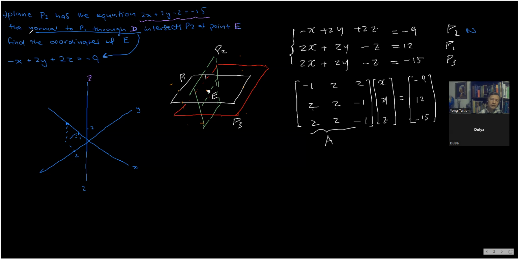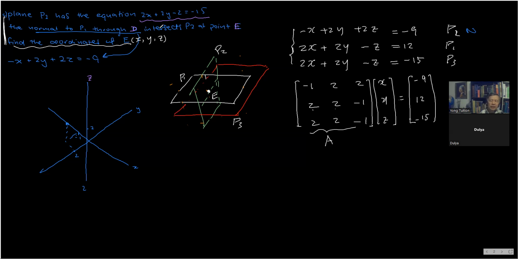Can you read the question? What are they looking for? Find the coordinate of E, which means X, Y, Z, right? X, Y, Z, and intersect. They got 3 points, right? So normal to P1. I'm not quite following this question.